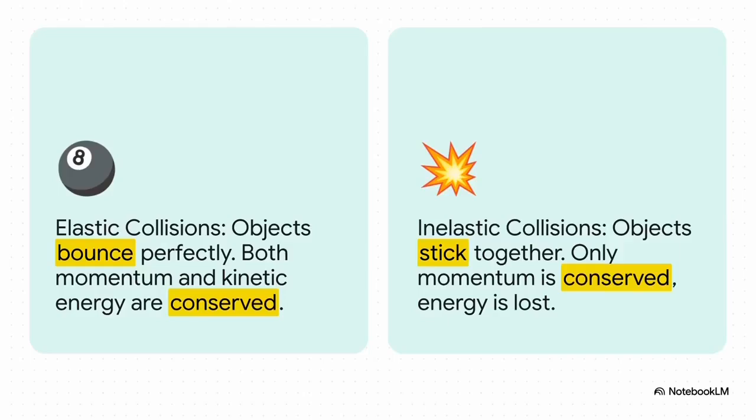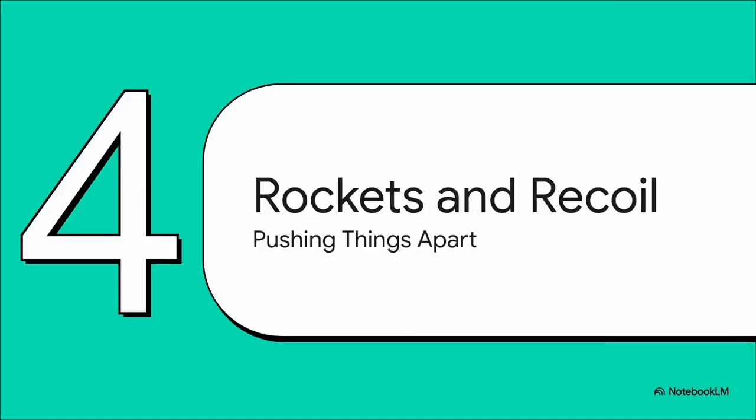Well, it turns out there are two main flavors of collision. On one side, you have elastic collisions. That's your billiard balls. They bounce cleanly, and in those cases, both the momentum and the energy of motion, called kinetic energy, are conserved. But then you have inelastic collisions. Think of a car crash. The objects get all bent up and deformed. Now here's the key. The momentum is still conserved, but some of that kinetic energy gets lost. It gets turned into other things like heat and sound.